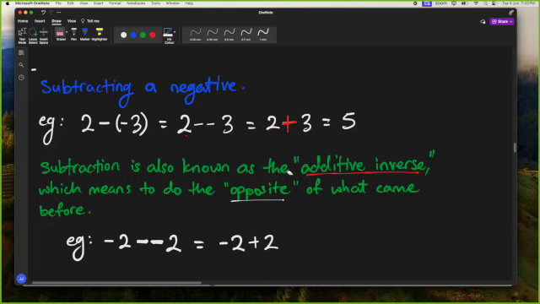It is called the additive inverse, which is another word for subtraction.